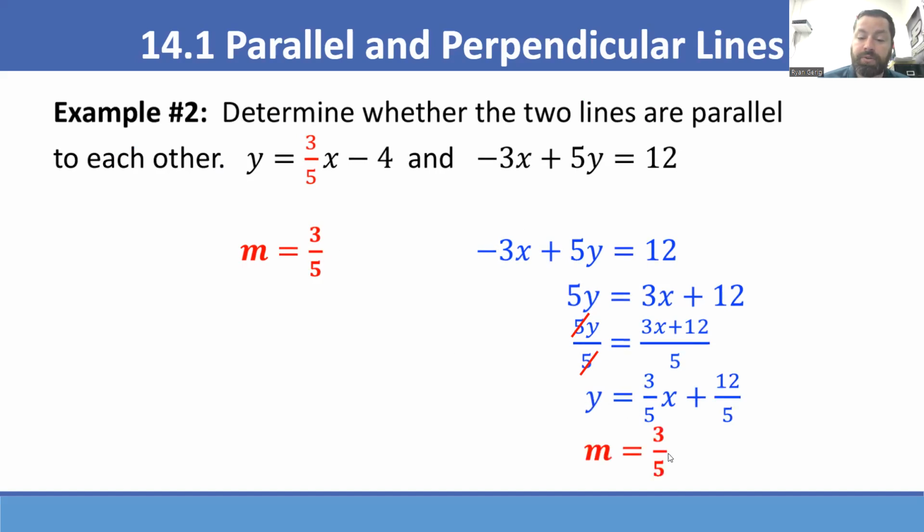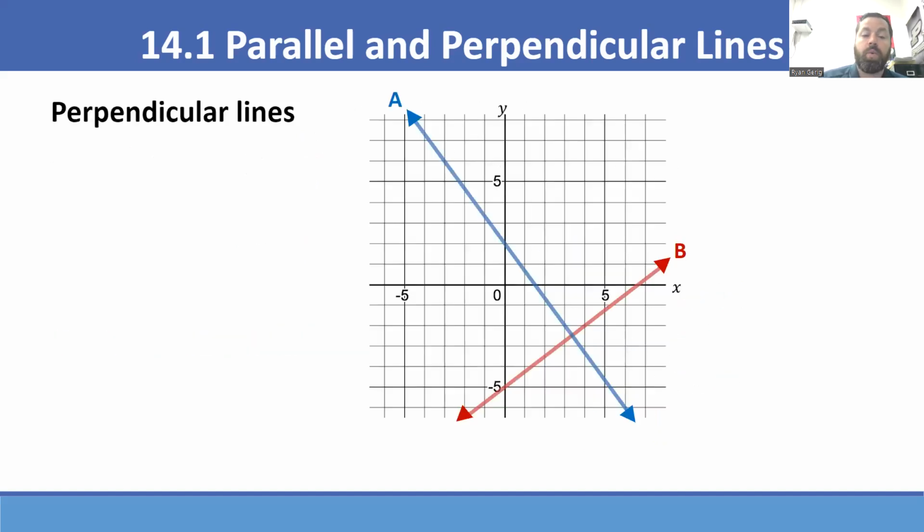And look, the two slopes are the same, and the y-intercepts are different. So -4 for the first one, 12 over 5 for the second one. Therefore, these lines are parallel. What about perpendicular lines? They don't have the same slope. If they did, they'd be parallel, right? But these are not parallel. They intersect.